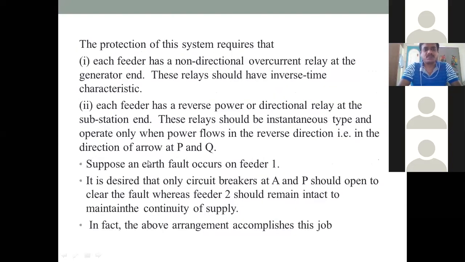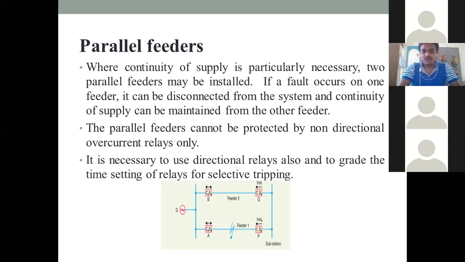Protection of a system: each feeder has a non-directional relay. Another thing you have to note down is non-directional relays and directional relays. If you have a double arrowhead, it is called a non-directional relay, and if you have a single arrowhead, it is called a directional relay. For example, if feeder 1 gets a fault, then feeder 1 circuit breakers will open and feeder 2 will be operating.